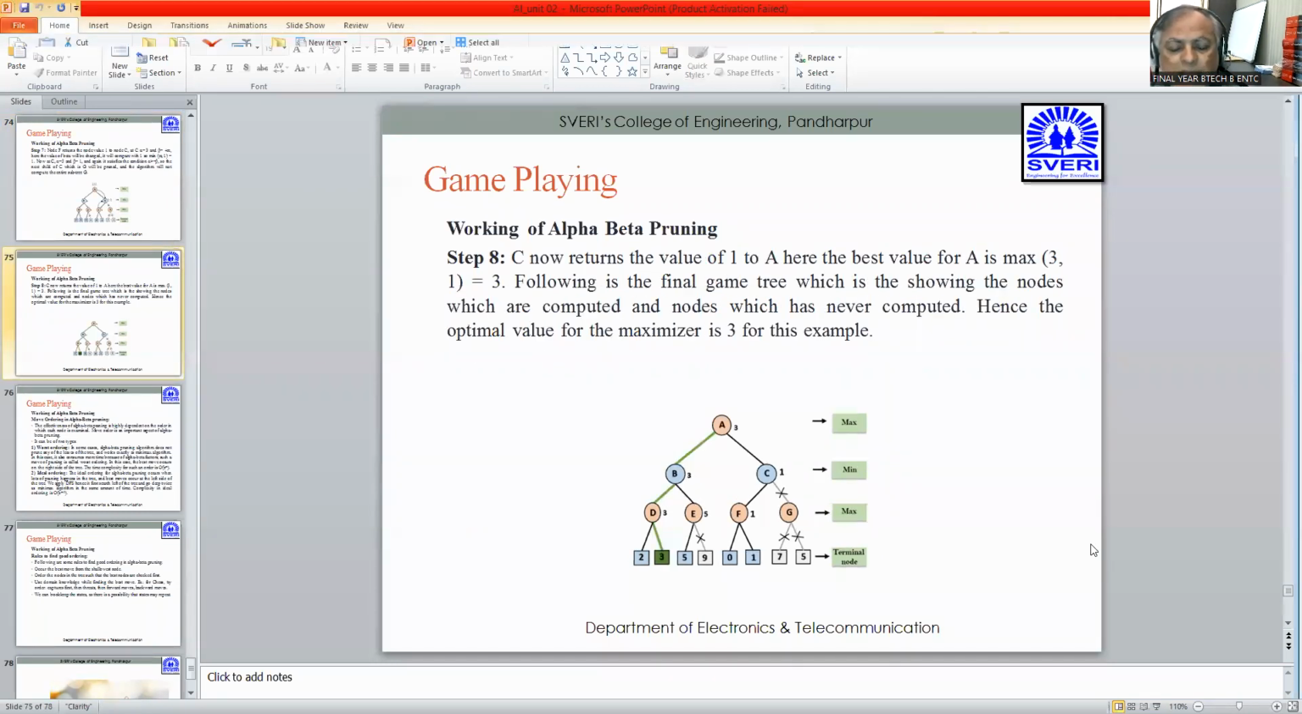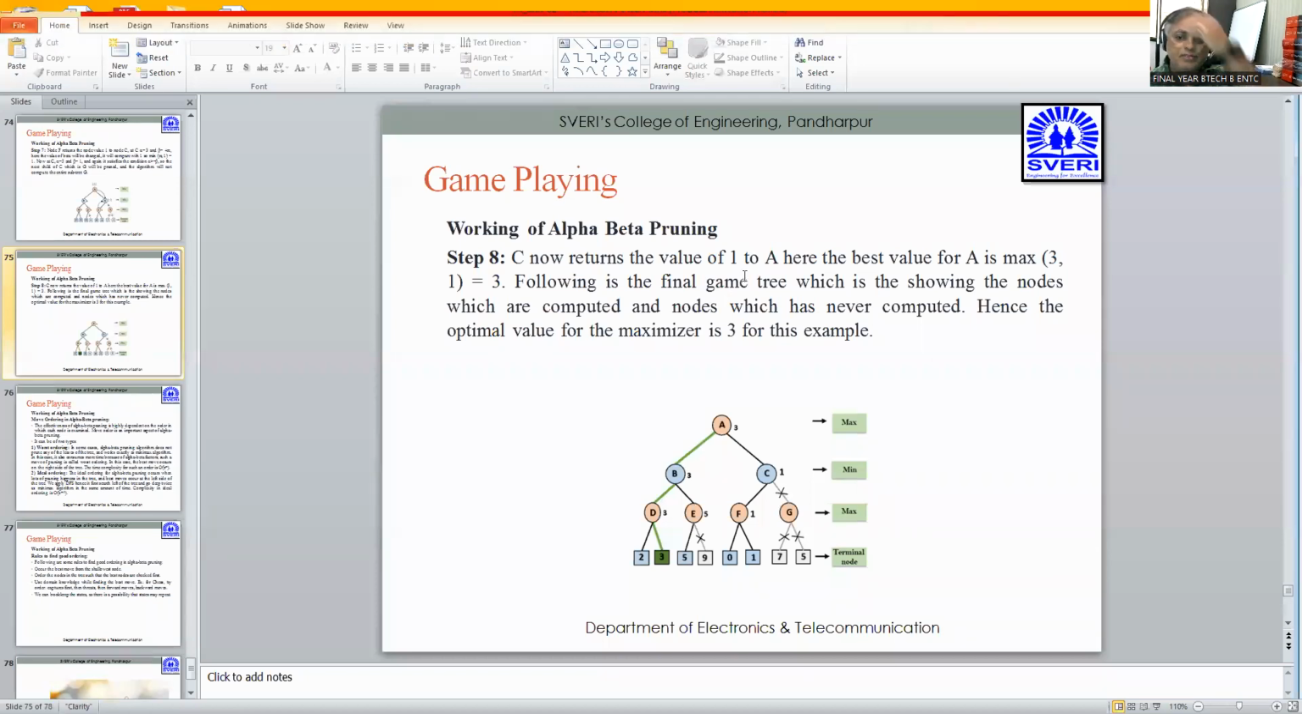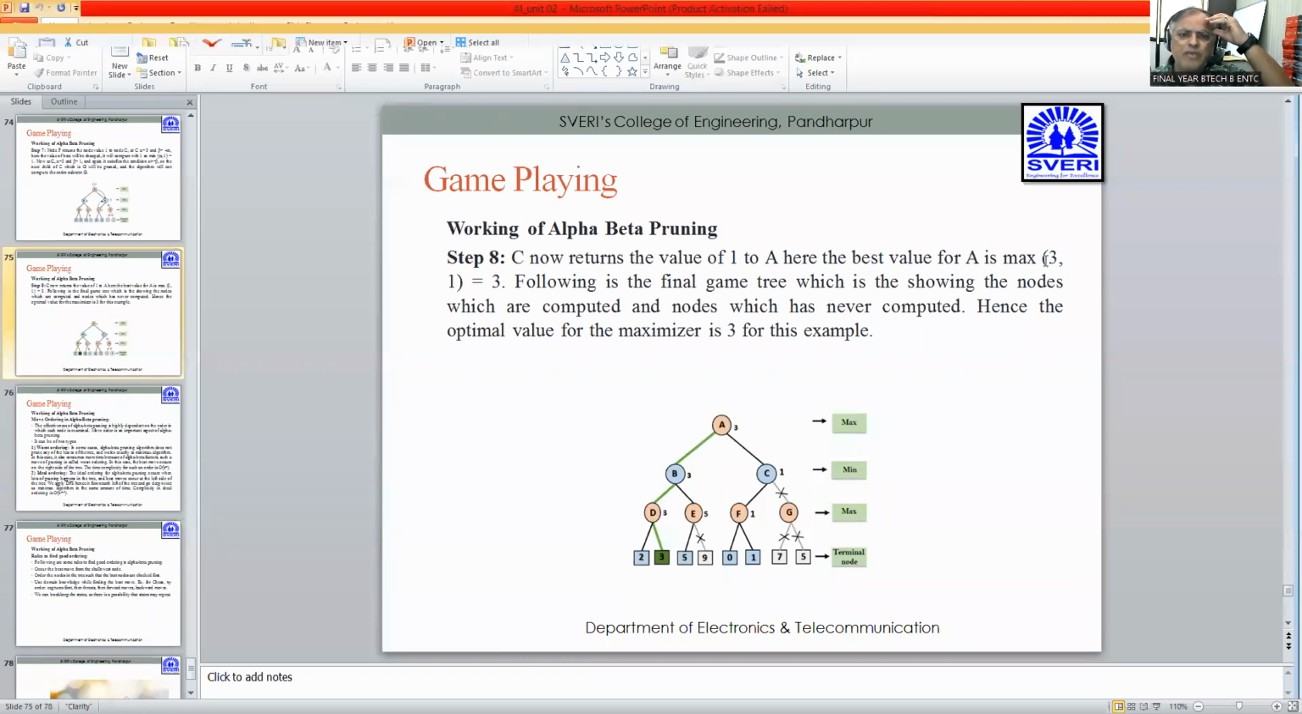Now step number 8. C now returns the value of 1 to A. Now it has given the value 1 to A. Here the best value of A will be maximum of 3 and 1, which is equal to 3. So it is 3. Following is the final game tree which is showing the nodes which are computed and the nodes which have never been computed. Hence the optimal value of the maximizer is 3 for this example.